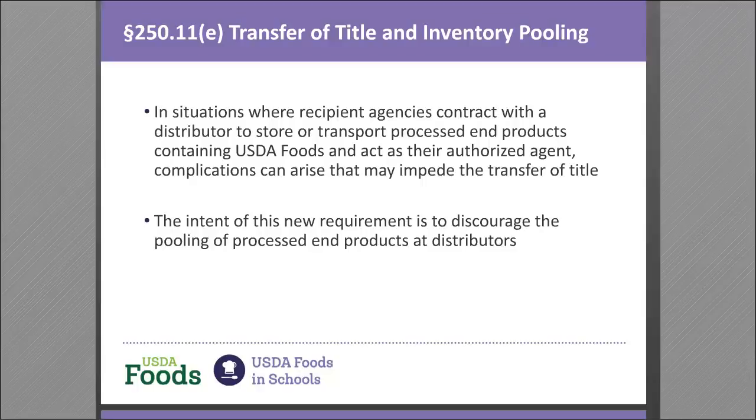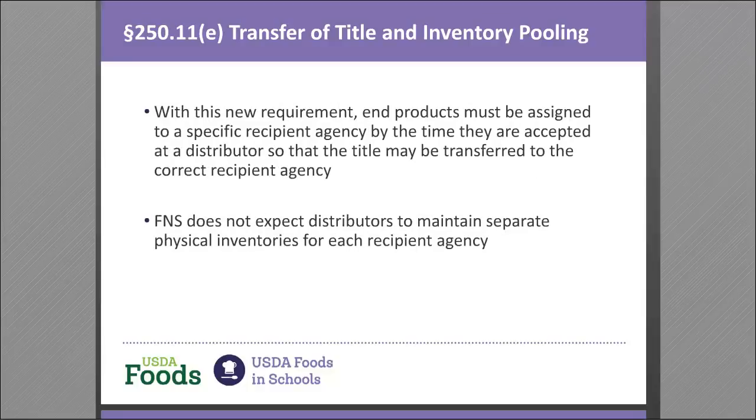The intent of this new requirement is to discourage the pooling of processed end products at distributors. This may change the timing of end product orders placed by recipient agencies and distributors and may lend itself to modified contractual arrangements between recipient agencies and distributors. Practically speaking, a distributor acting as an authorized agent of a recipient agency will now be required to know which recipient agency will be receiving what before they order anything from the processor.